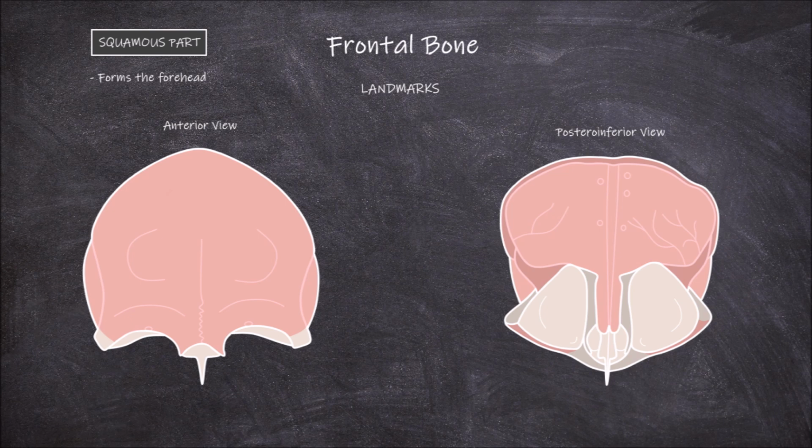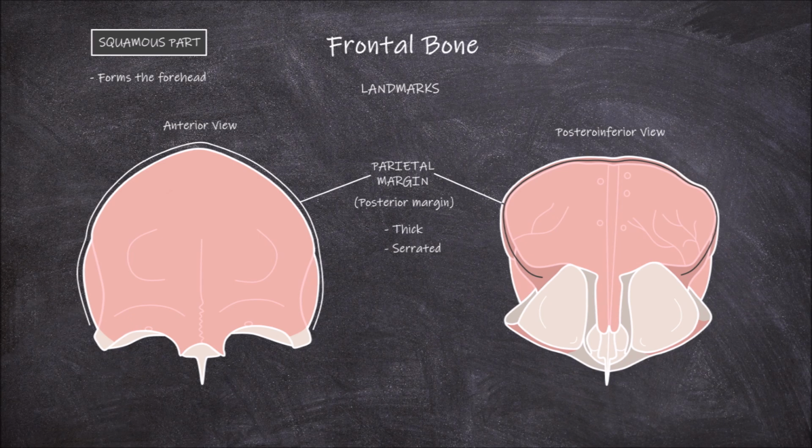The first of these margins is the parietal margin, also known as the posterior margin. This margin is thick, greatly serrated, and slopes internally. This margin forms the border between the frontal bone and the two parietal bones. Inferiorly along this margin, it changes to form a rough triangular surface. This part of the parietal margin forms the border between the frontal bone and the sphenoid bone.